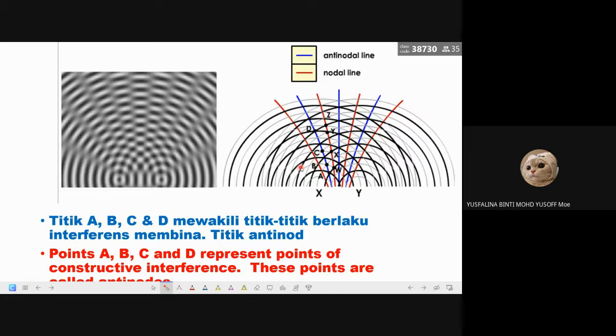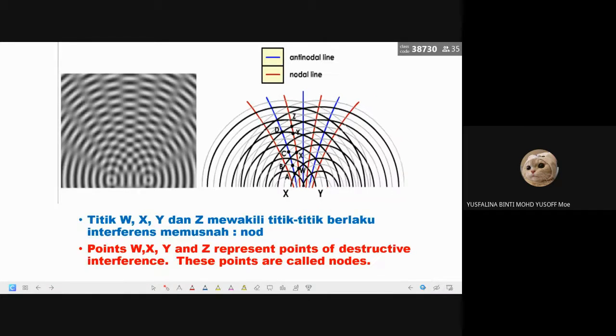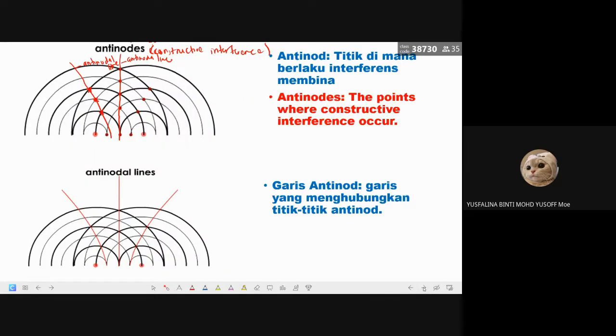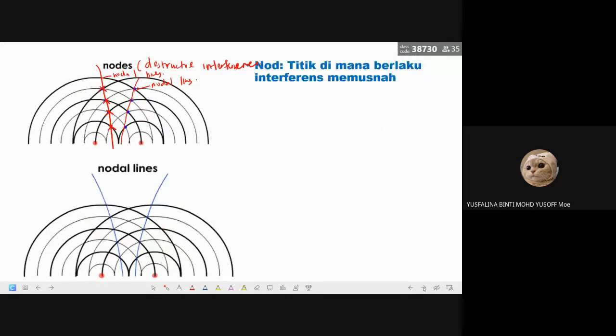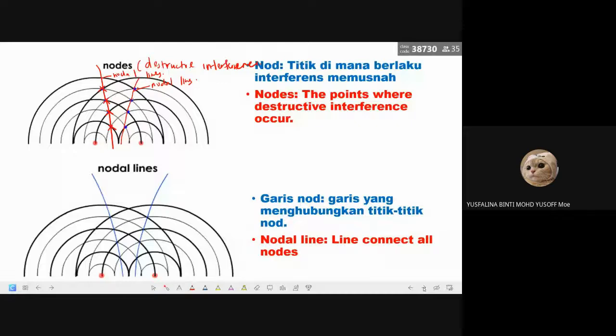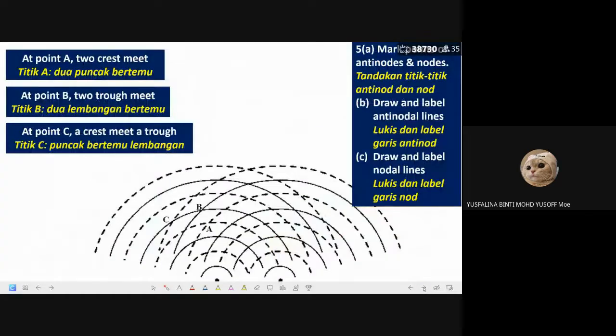So that is how you make sure which point is constructive interference and which one is destructive. You have to see whether it's crest meet crest, or crest meet trough, or trough meet with the trough. Okay, we move on to the next one. This one also already explained, antinodal and nodal line. Do you have any questions to ask about the interference before I move on? Any other questions? Can you understand what interference actually is?